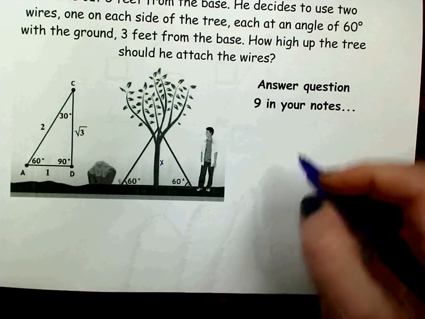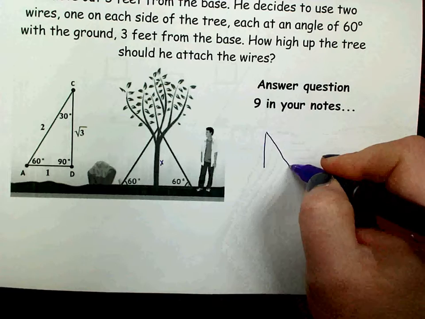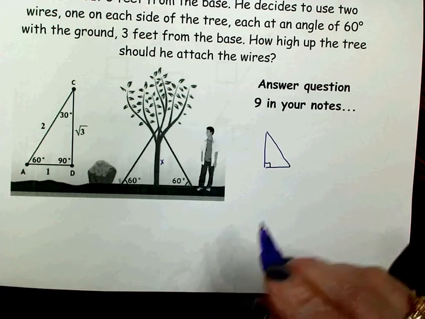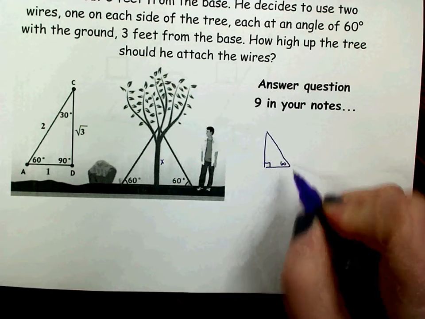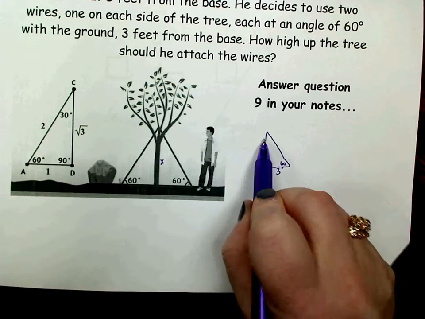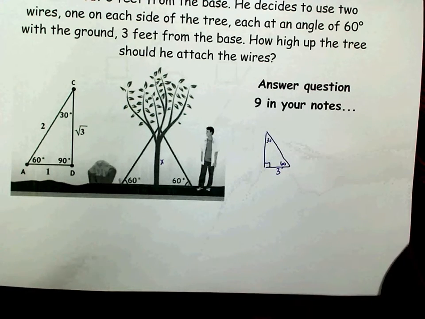And so what we have is a 30, 60, 90 triangle. The tree's making the 90-degree angle with the ground. He's standing at a 60-degree angle when he is 3 feet away. And so we know this other angle would have to be 30 degrees. And so this is our question, how to find this.